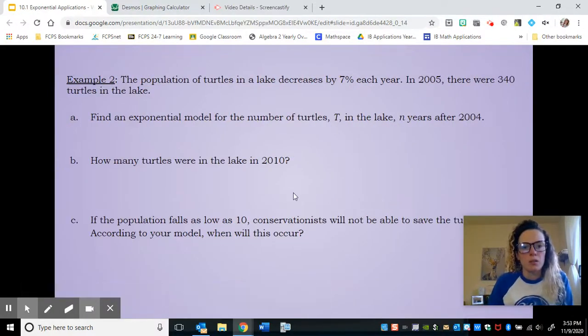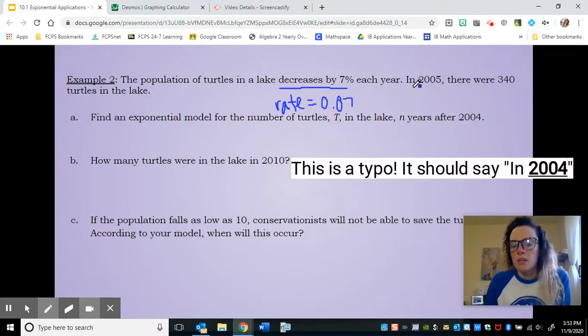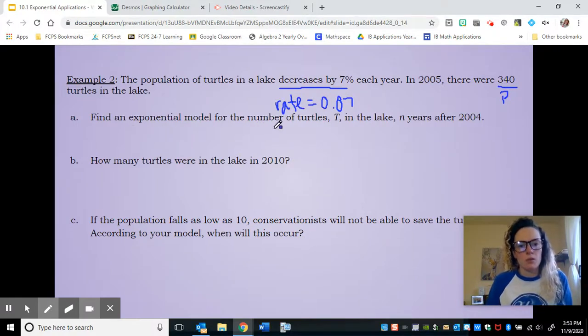All right, in example 2, the population of turtles in a lake sadly decreases by 7% each year. So that tells me that my rate is 0.07 because of the decimal. In 2005, there were 340 turtles in the lake. So that tells me my principal, or my primary amount, was 340. So in part A, writing an exponential model for the number of turtles, t, in the lake n years after 2004. So just keep that in mind, maybe for future parts of this question.